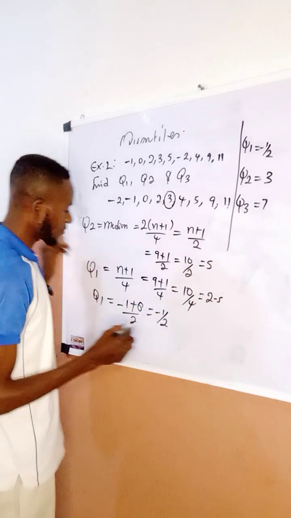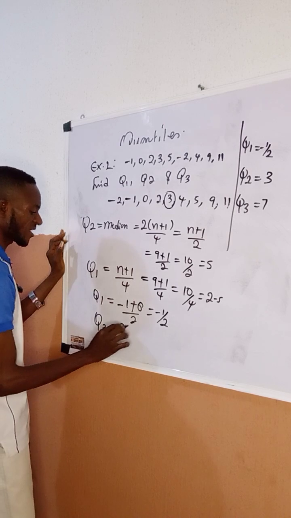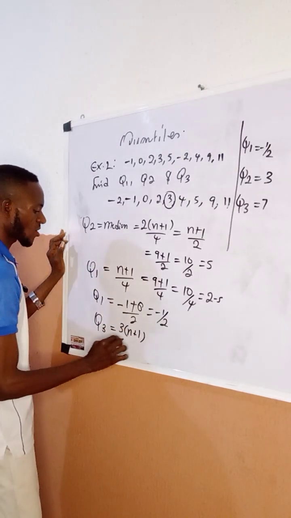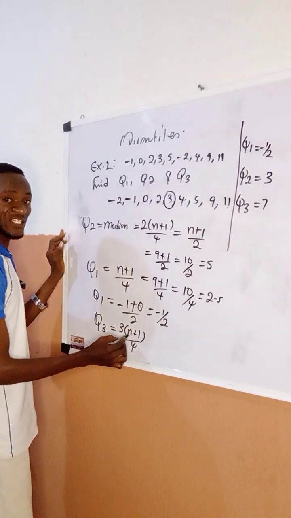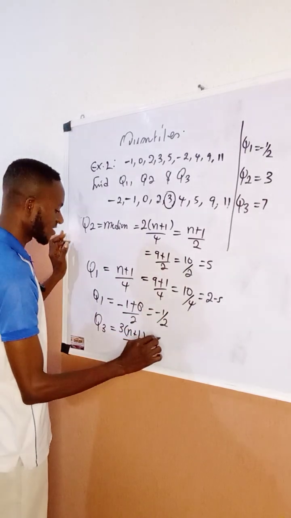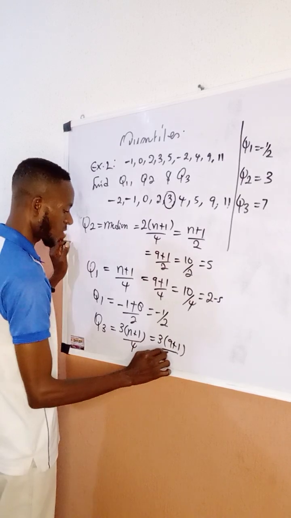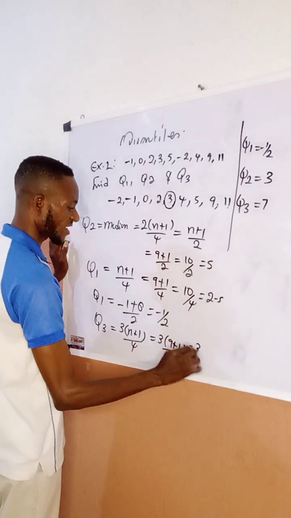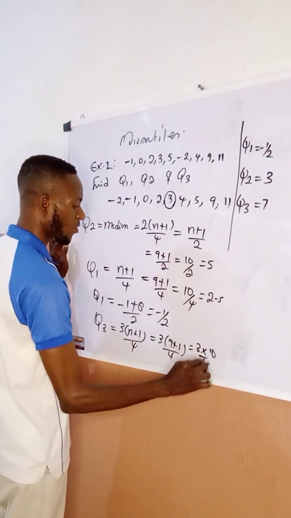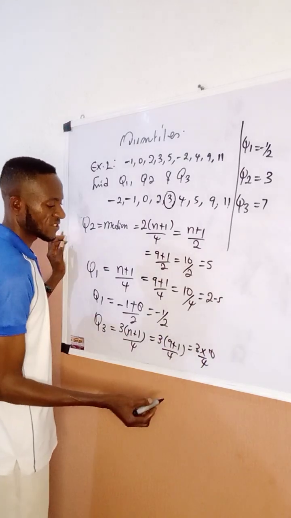Then we move over now to our Q3. We have that our Q3 is given as 3 into N plus 1 all over 4. N didn't change. N still remains our 9. So we have that this is 3 into 9 plus 1 all over 4, which becomes 3 times 10 all over 4, which becomes what we call, I can decide to reduce it to know where I'm going.